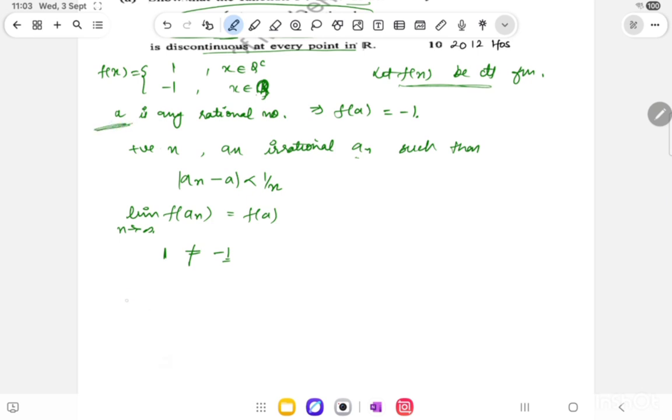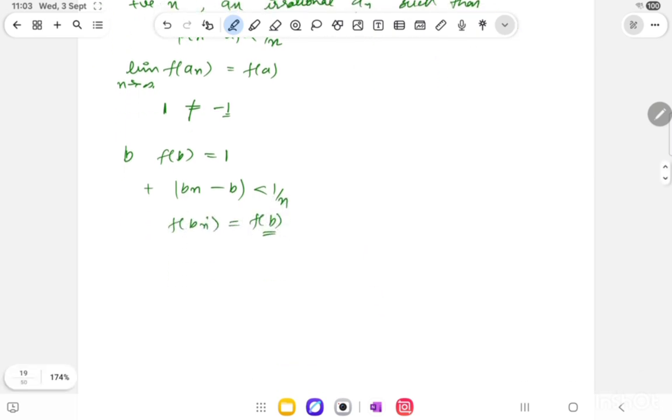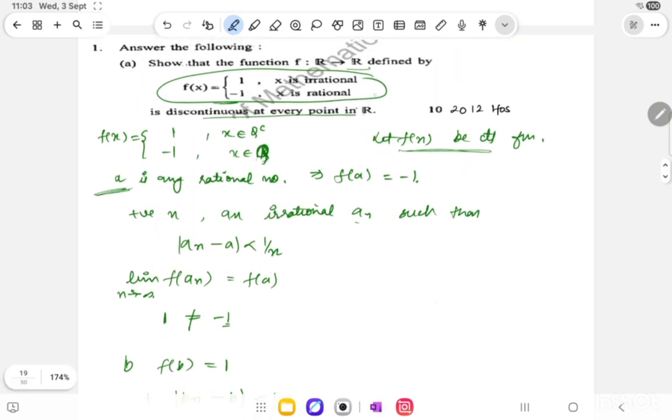Likewise, I can assume any irrational b, then my f(b) will be basically 1. And then using the density of the set of real numbers, I'll get b_n approaching b, and then my f(b_n) must be equal to f(b) using the sequential criterion. But my f(b_n) will be basically -1, which is not equal to f(b), that is 1. So again we got a contradiction.